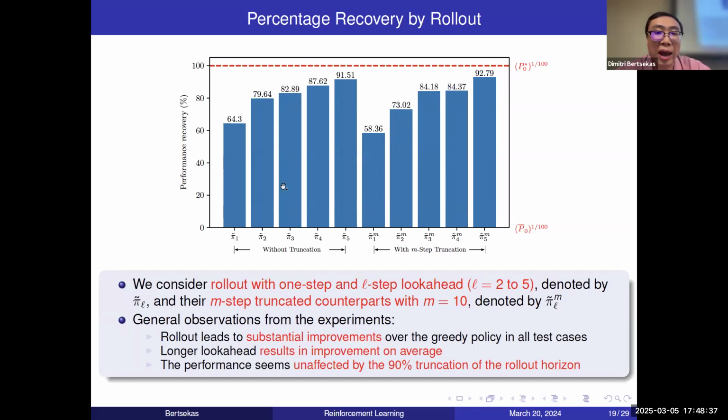So this is the average performance of the methodology. And we will see some particular cases. Yes, please.